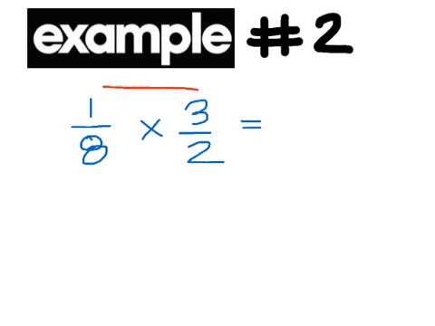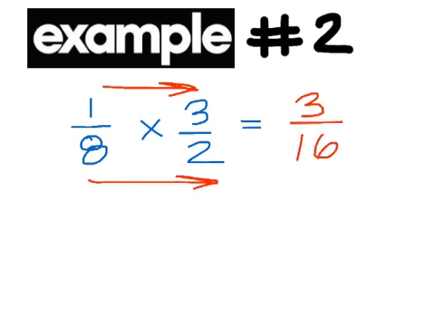Example number 2. 1 over 8 times 3 over 2. Multiply left to right on the top and the bottom. 3 times 1, 8 times 2. Is there anything that goes into 3 and 16 evenly? So that's it. That would be your answer. Let's find out how many people know how to do this right off the bat by doing a practice problem.